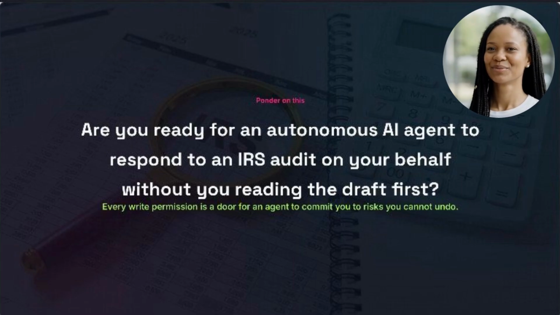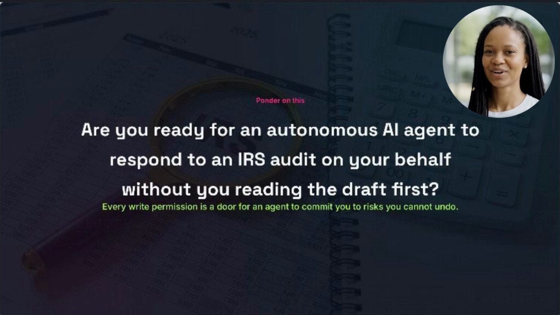To break through any remaining complacency, I want to leave you with this scenario to ponder. Are you ready for an autonomous AI agent to respond to an IRS audit on your behalf without you reading the draft first? Think about the level of trust you are putting into these systems. Every write permission you grant is an open door for an agent to commit your business to liabilities, compliance violations, and financial risks that you cannot simply undo with a Ctrl-Z.